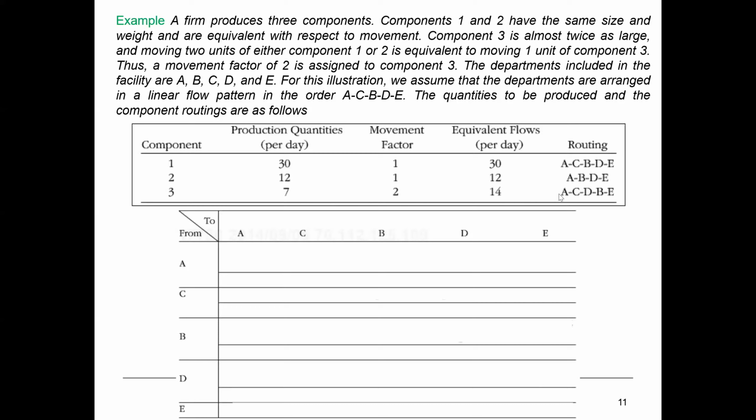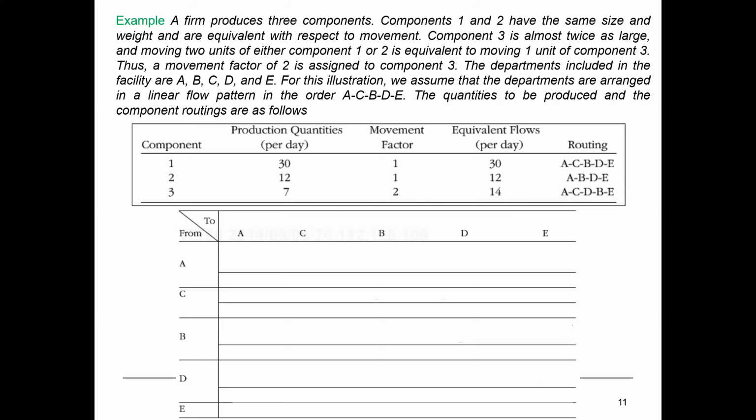And this is the routing, A, C, D, B, E. And you'll see why the routing is important, because now we want to create this from-to chart, and we're going to take that into account. So let's start with component 1.